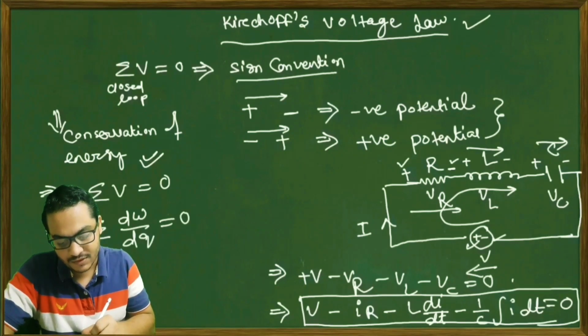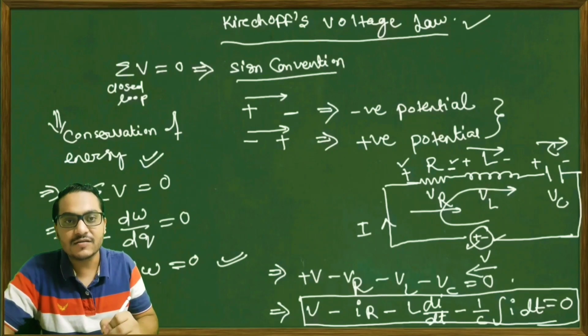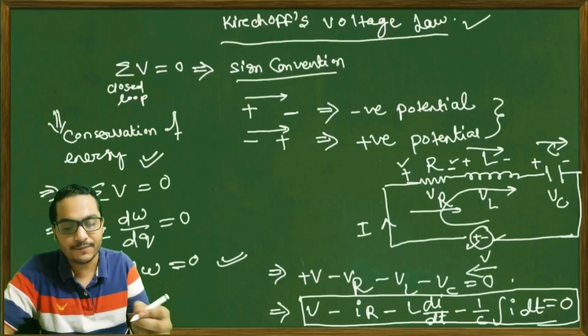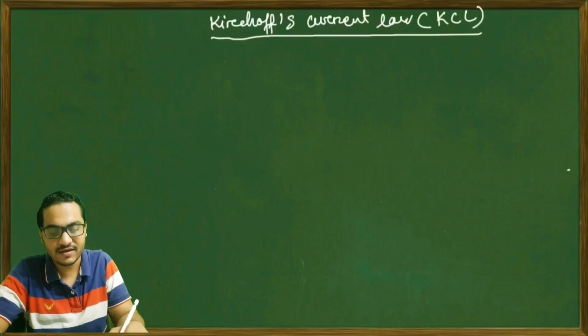So, this work equal to 0. So, it is based on the conservation of work. Okay, now let's discuss what is Kirchhoff's current law, or KCL simply.